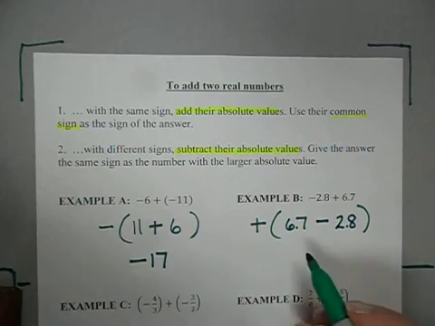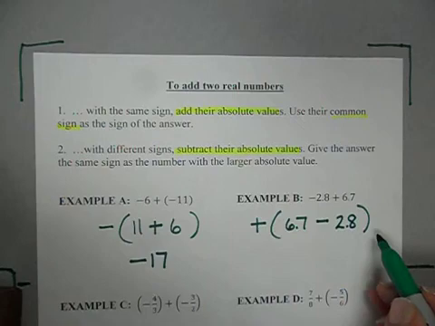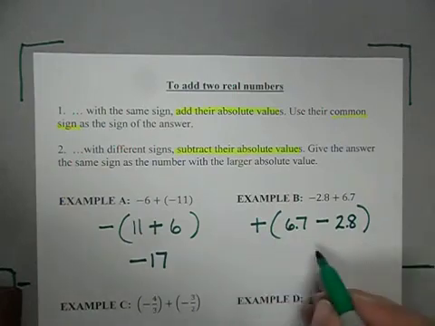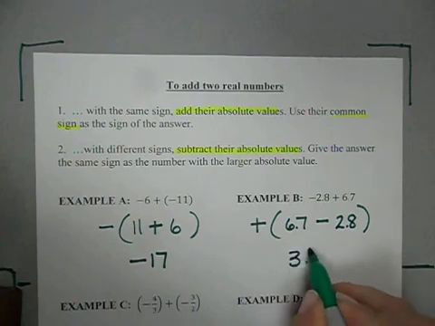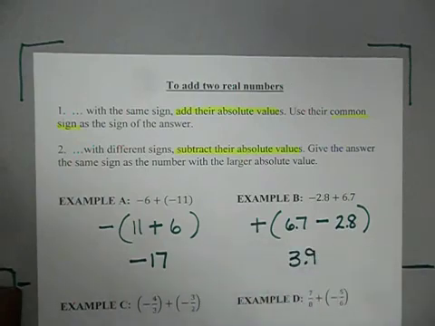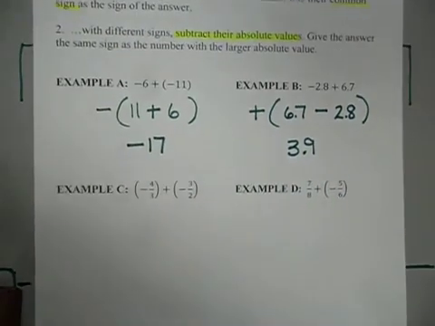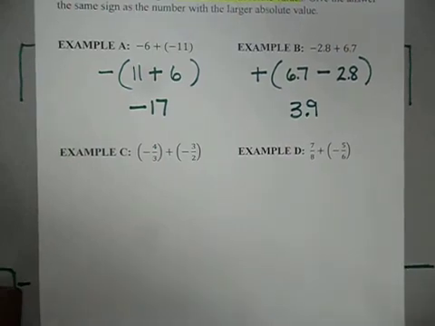So if you would like at this point, you can put this in your calculator. You have shown me that you know the rule. So go ahead and put 6.7 minus 2.8 in your calculator, and your answer will be positive 3.9. And again, there's no need to write that positive sign. We just assume that those numbers are positive. All right, so now let's try some examples with fractions.